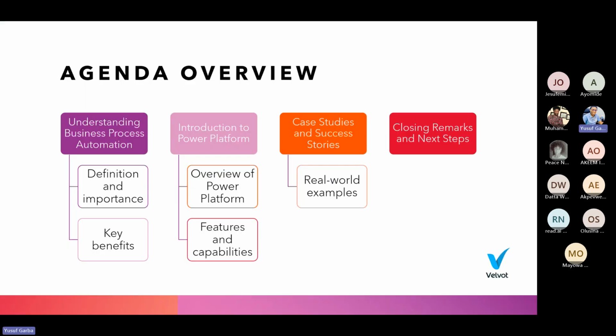Okay, so today we're going to be looking at just an overview of the Power Platform and the business process automation. In our agenda today, we're going to be discussing the definition and importance of automating your business processes, and then the benefits it gives your businesses all over. And then we are going to show an introduction into the Power Platform, its features and some of its capabilities, because that's the engine for business process automation. So we're going to be looking at that.